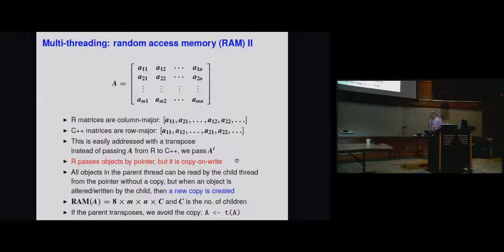However, R is considered a copy on write language. Well, what does that mean? That means it passes the objects by pointer. So there's no big duplication of the matrix. You're just passing a pointer to it. However, if you write to that matrix in the child thread, it creates a new matrix. So it looks like this.